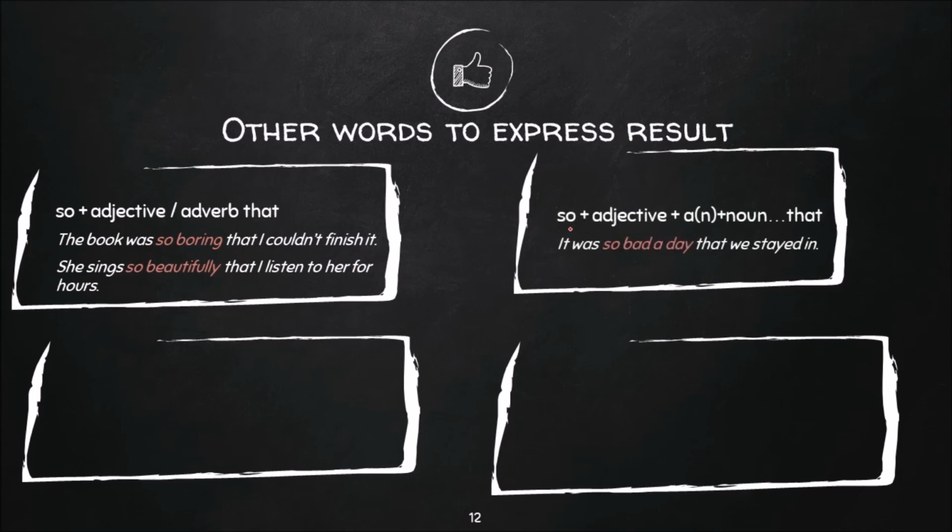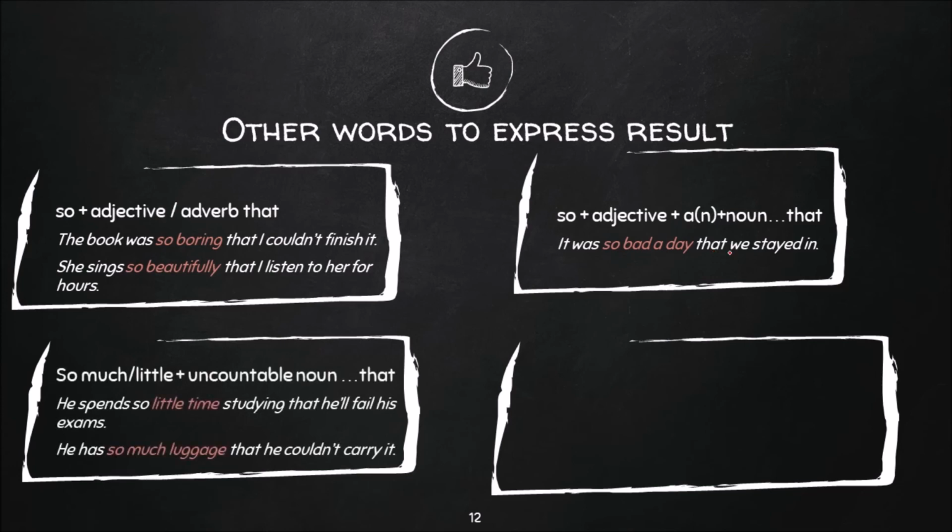Then we have so plus adjective, a or an, plus noun. It was so bad a day that we stayed in. We've got also again so, but with much or little. Then after it, we've got an uncountable noun because we know that these quantifiers are used with uncountable nouns. He spent so little time studying that he'll fail his exams, or so much luggage. So time and luggage here are uncountable nouns.